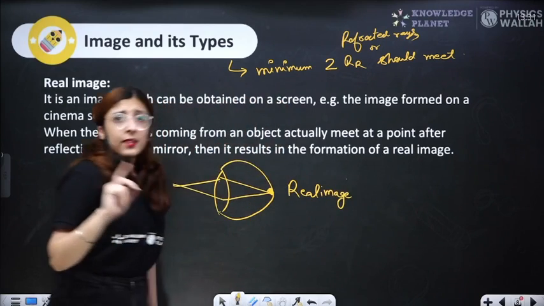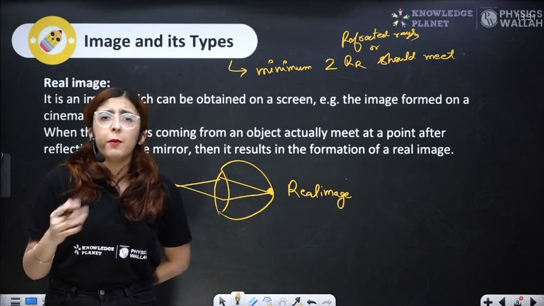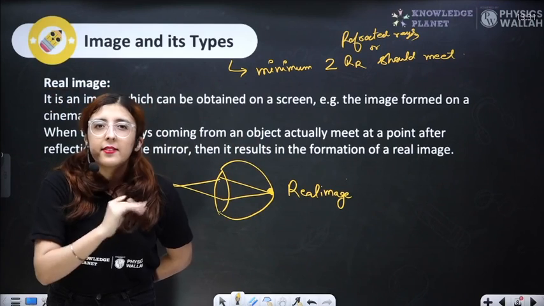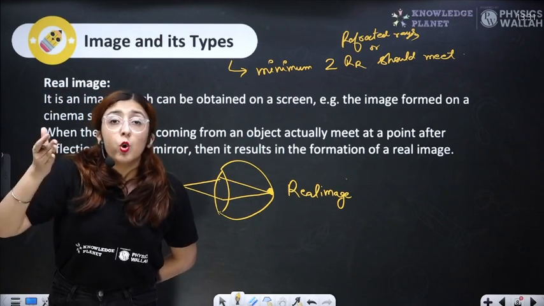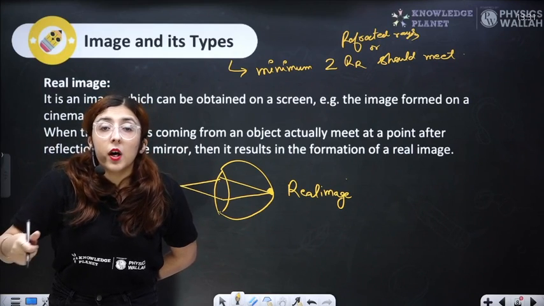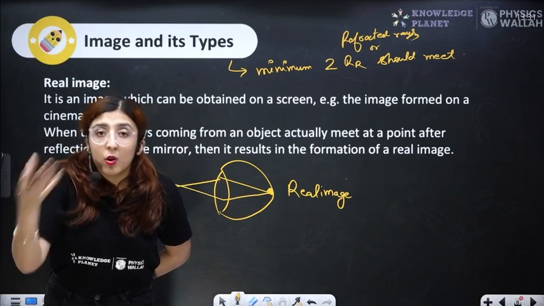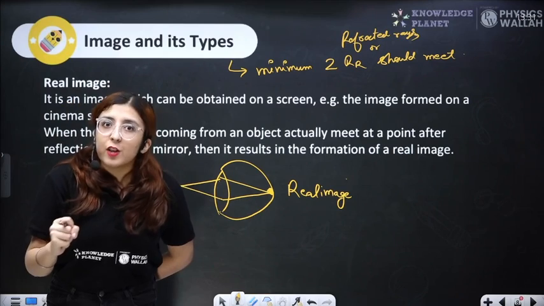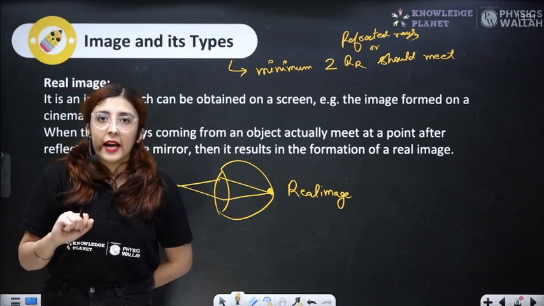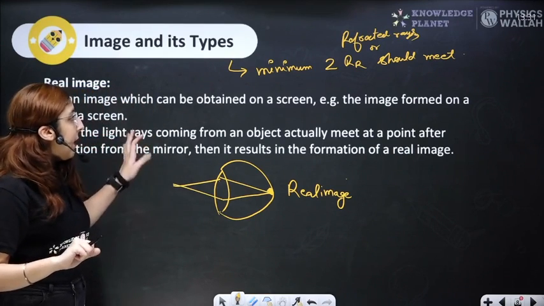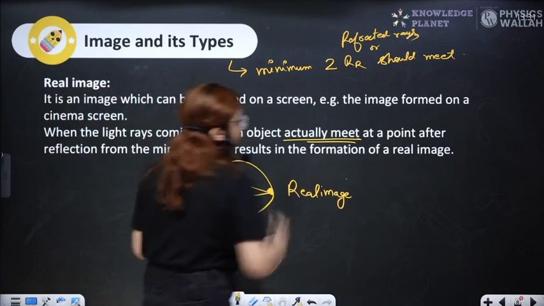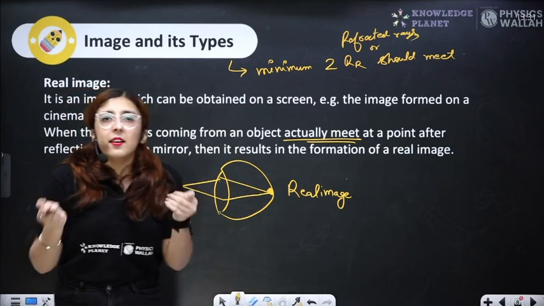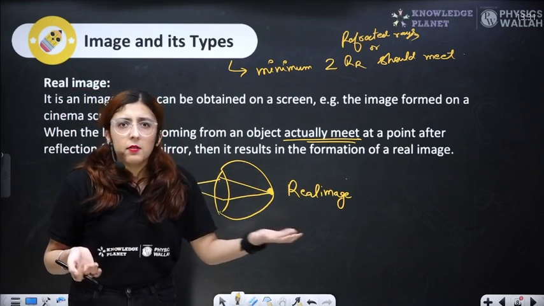Similar way, if I take the example of a pinhole camera, class 6th, what happens over there? On the screen, you tend to see the candle as an inverted real image. Actual rays are meeting. That is why you tend to get a real image. So a real image will be one where the rays actually meet.